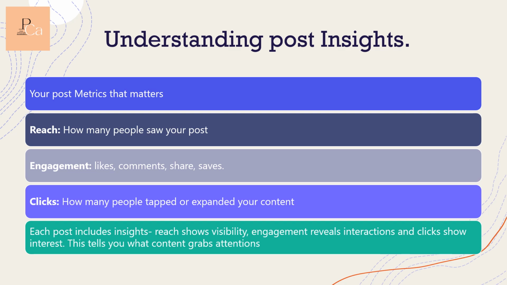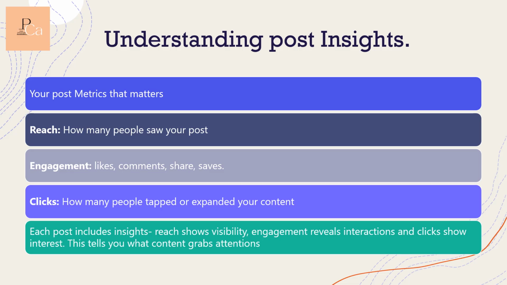Each post includes insights. Reach shows visibility, so the reach will tell you how much visibility you've gotten. Engagement shows interaction, when you have likes, comments, shares, was it saved. And clicks show interest. Those people that tapped on it to expand it showed interest. So imagine you got this amount of visibility, a hundred and something. That's good. And then out of these people that have seen my post, these are the amount of people that interacted with me, which is nice.